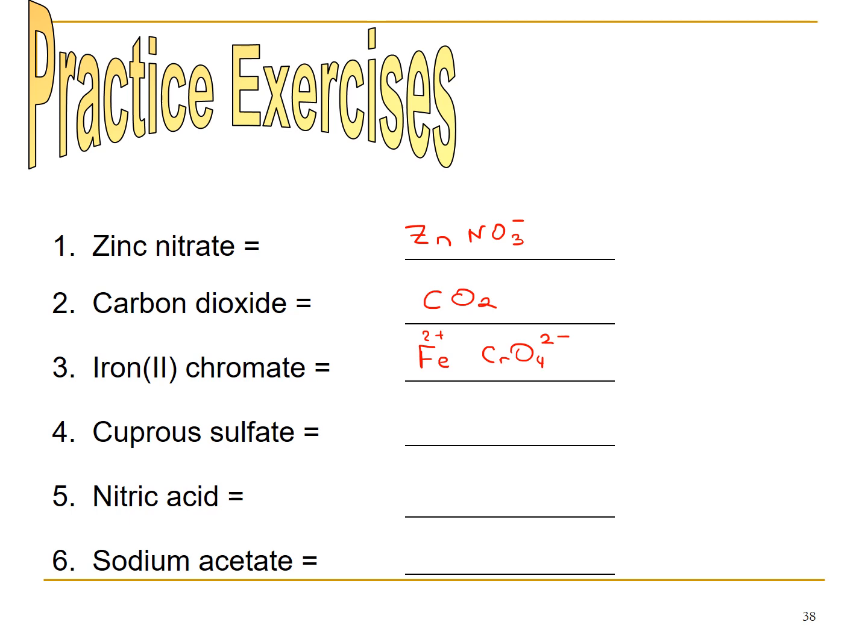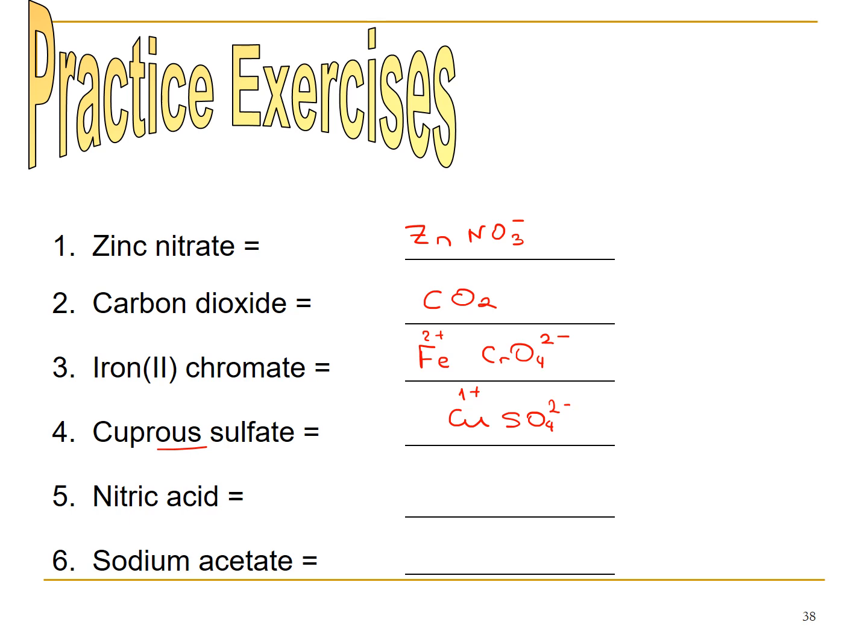Cuprous sulfate. So first of all, sulfate, that should be easier. It's -2. Cuprous is an ion of copper, but the -ous means the lower charge, and the copper can be +1 and +2. So in this case, it means that it actually is supposed to be +1. If it was +2, it would be cupric.